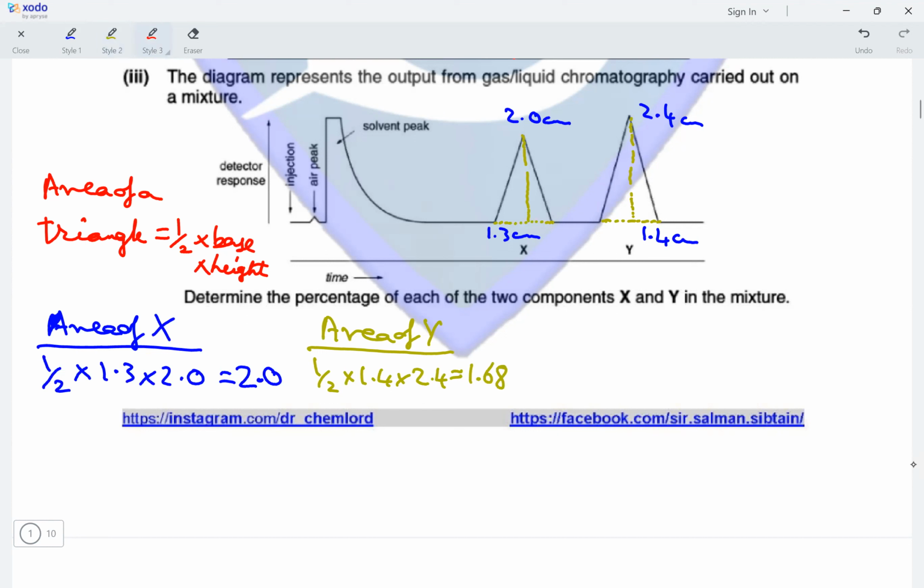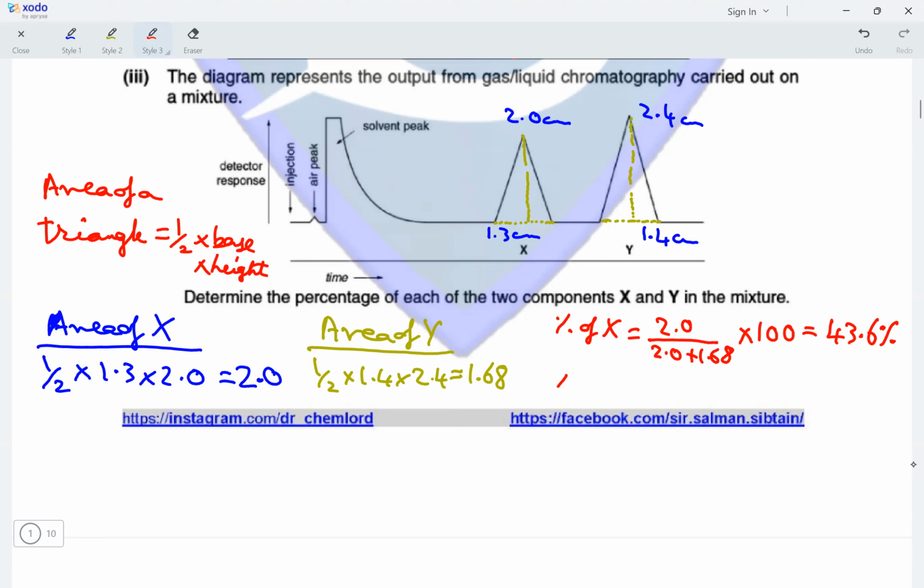1.68. Next, in order to find out the percentage of X, we would place area of X in the numerator, which is 2.0, divided by sum of areas of X and Y, which is 2.0 plus 1.68, and we multiply this by 100, and we end up with a percentage value of 43.6%.